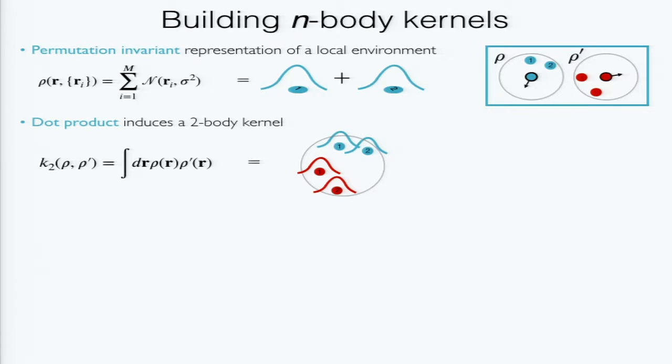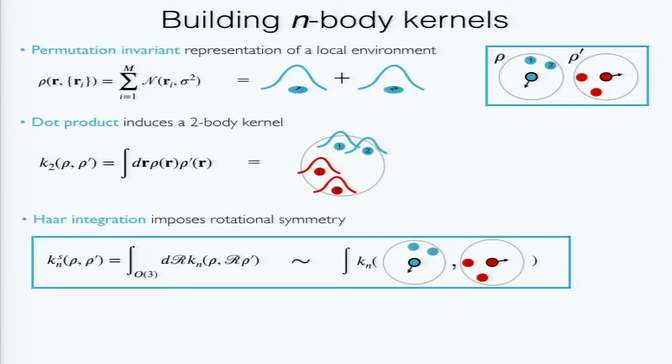Now, to create the simplest possible kernel you can have in this framework, you take two atomic representations of two environments, rho and rho prime. You just multiply them and take the integral over the 3D space. And this is nothing but a two-body kernel, because you can demonstrate that everything depends only on the distances between atoms. Unfortunately, this kernel is not very useful because it's not rotationally invariant. If you rotate one configuration with respect to the other, the integral will change.